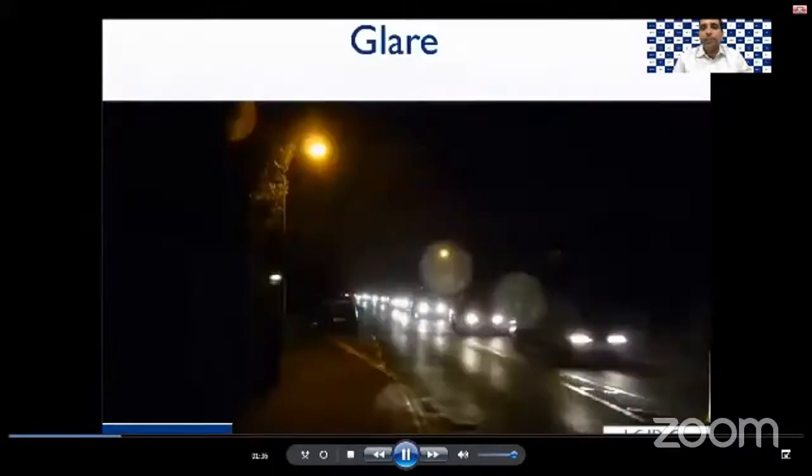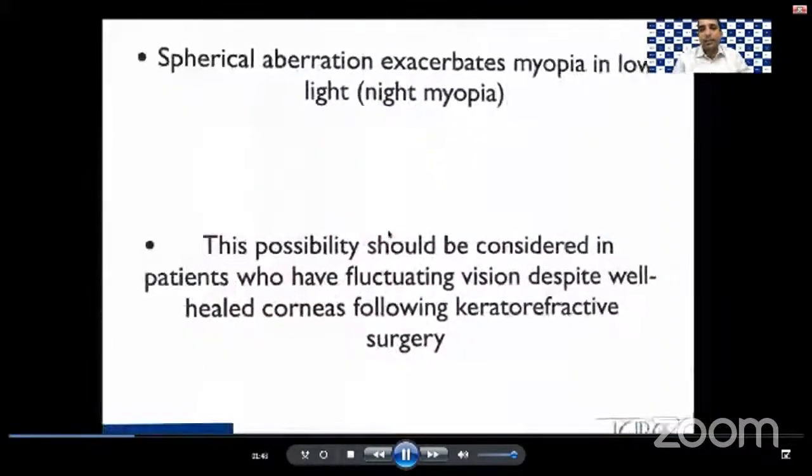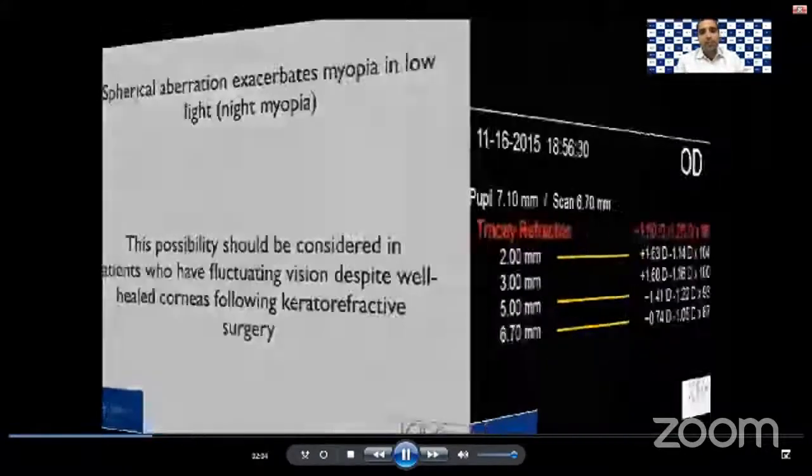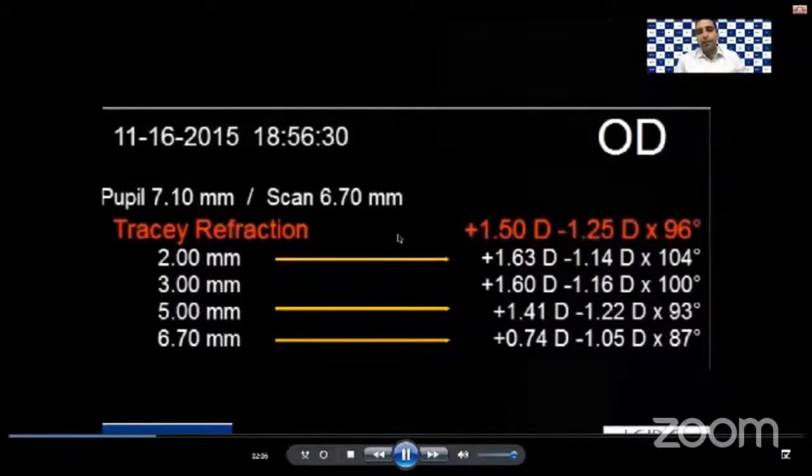that can affect the quality of vision, particularly during night time, what is quite often described vaguely as glare, but could be anything ranging from halos to spreading of light which is experienced by patients. Spherical aberrations also induce myopia in low light, what is typically defined as night myopia. And this is one possibility that should always be considered in patients who complain of fluctuating vision despite a perfectly healed cornea. This is the aberrometry auto-refraction to suggest the same.